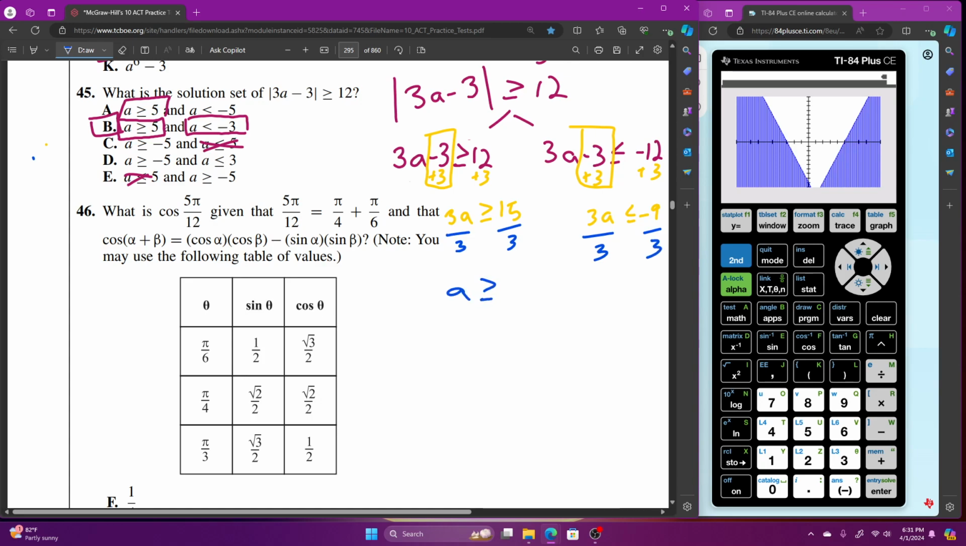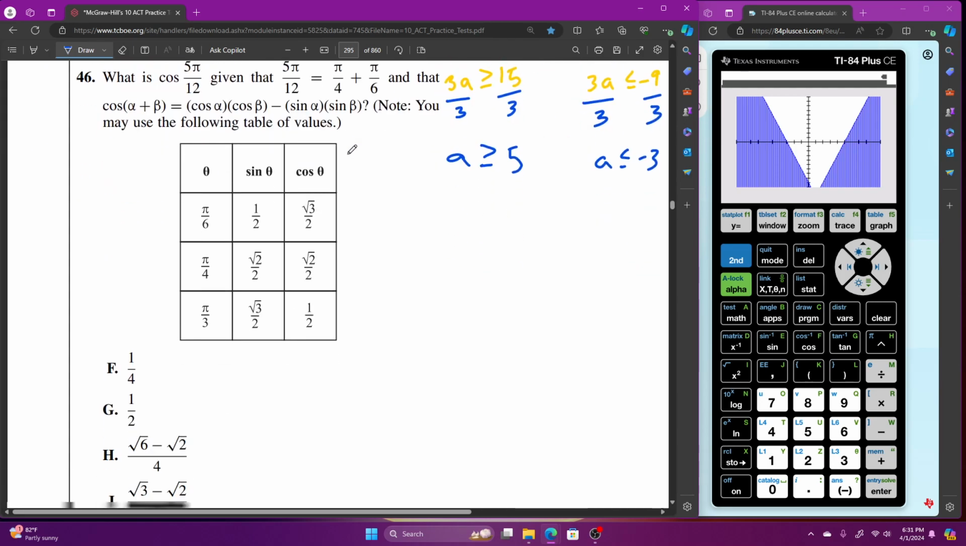Gives you a is greater than or equal to 15 divided by 3, which is 5. The 3 is cancel. A is less than or equal to negative 9 divided by 3, which is negative 3. Same answer, algebra way or graphing calculator method. Any which way you want to get to your answer is fine, and it is allowed to use the graphing calculator on the ACT, so might as well.